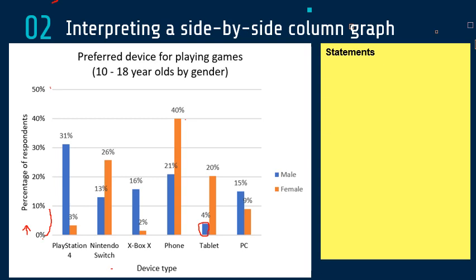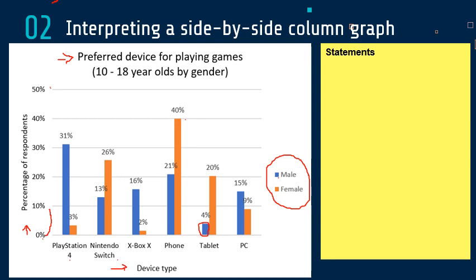Okay, so here we've got our percentage of respondents on our y-axis. Here I'm going to consult this data label, this device type, so I can see all the device types, PlayStation, Nintendo, and so on. Over this side, I've got a key. It doesn't actually say key, but I can see that the blue columns represent the male respondents and the orange columns represent the female respondents. Also, I have a handy title, so every good graph should have a title, and it says preferred device for playing games, 10 to 18-year-olds by gender, so it's very specific.